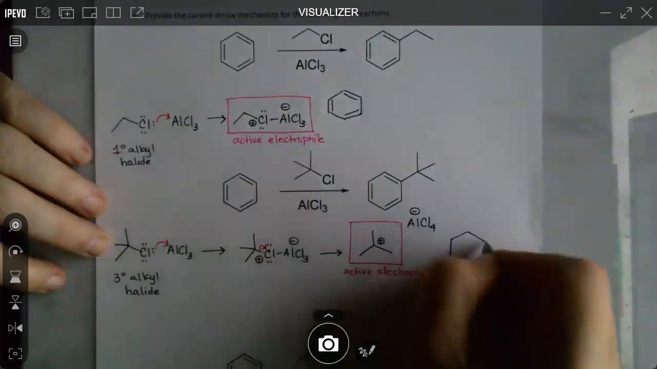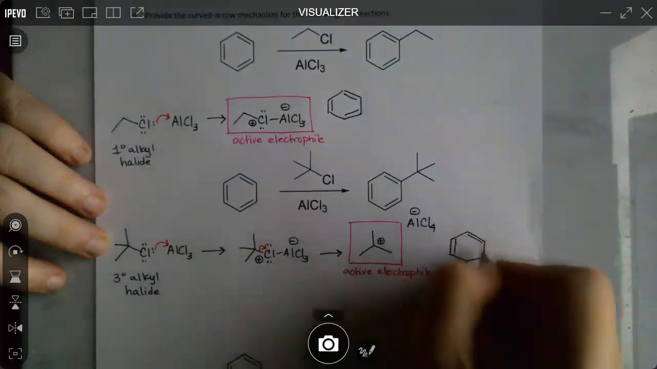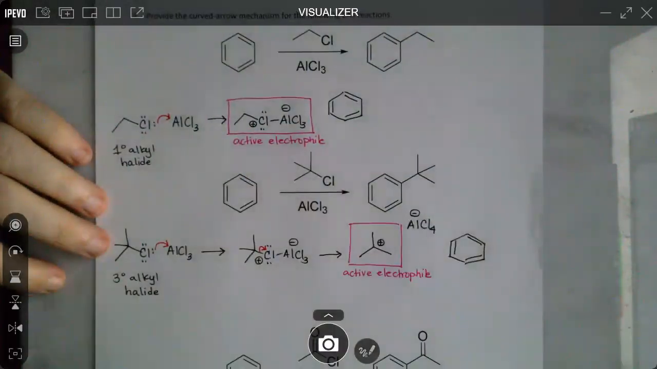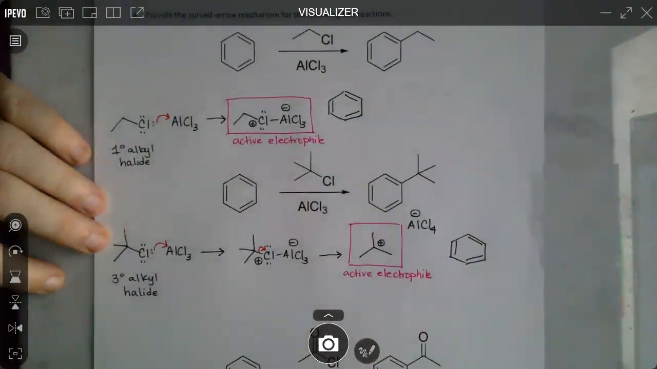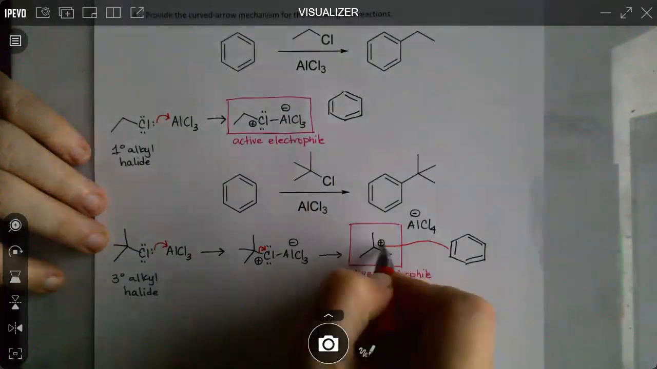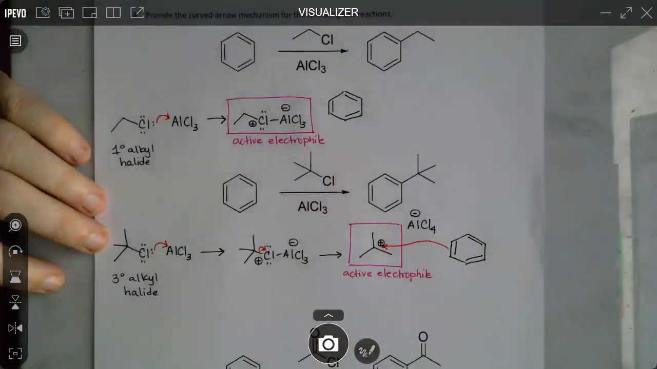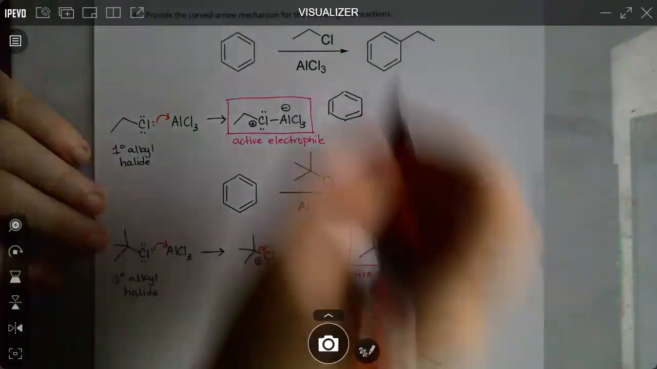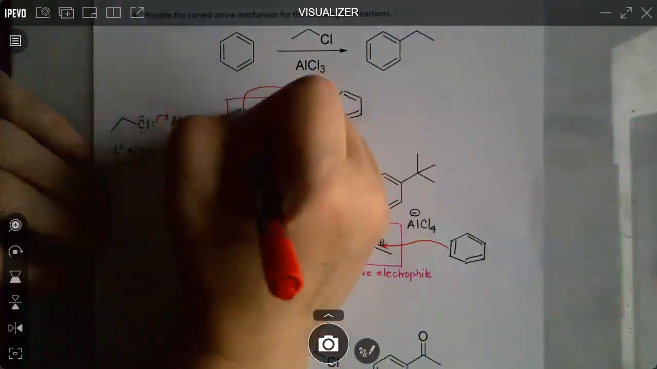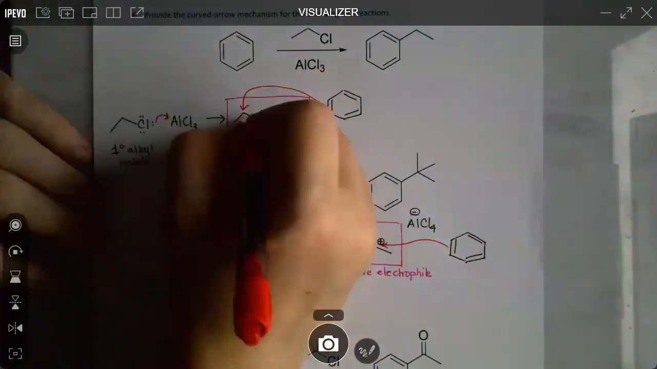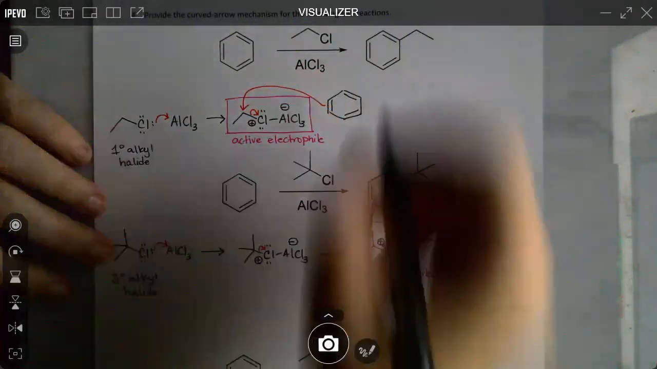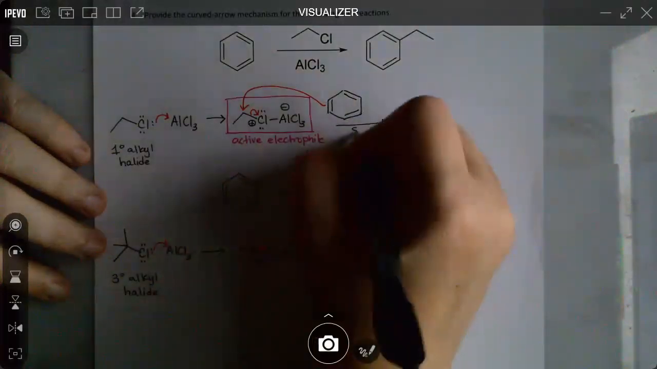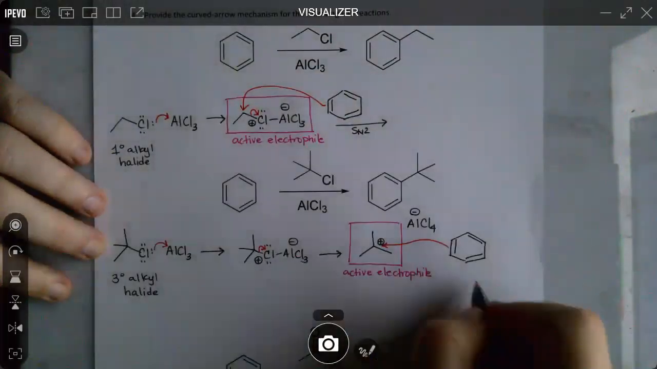I'm going to go ahead and draw the aromatic ring in here as well. Regardless, we're going to have the nucleophile, which is the aromatic ring, attacking the electrophilic center. So this is doing a nucleophilic attack. But here it's going to do the nucleophilic attack and we'll have the loss of the leaving group occurring in that same step. So this is SN2 versus SN1.